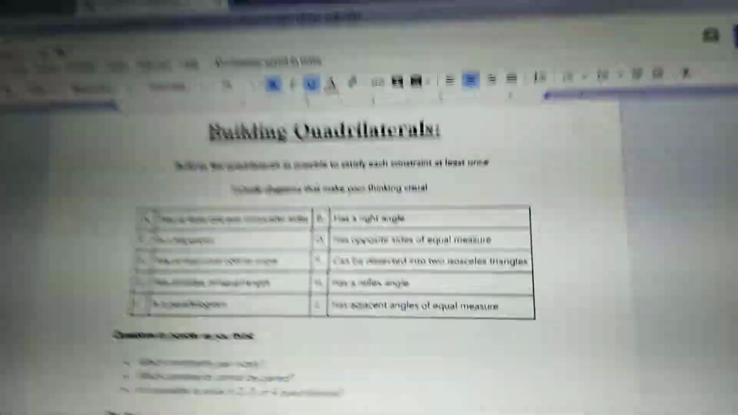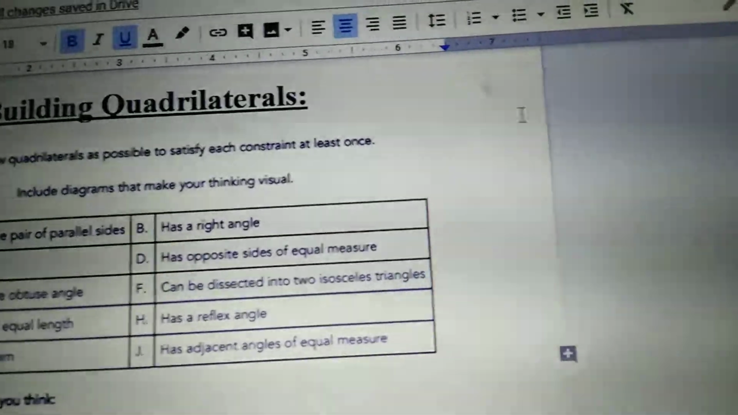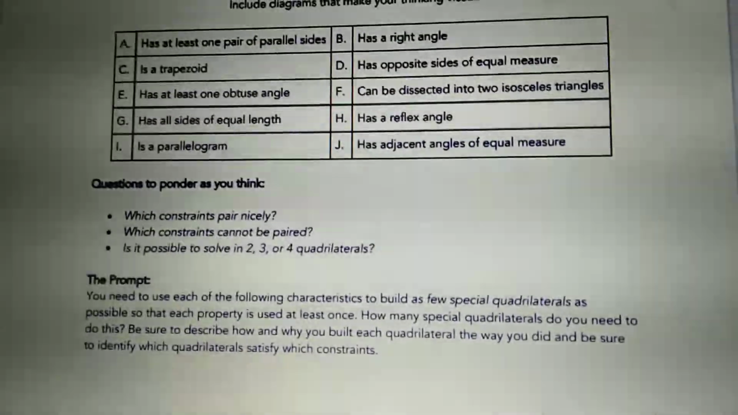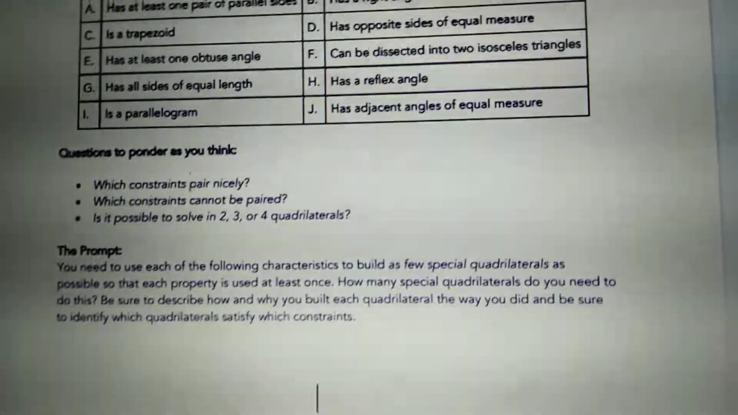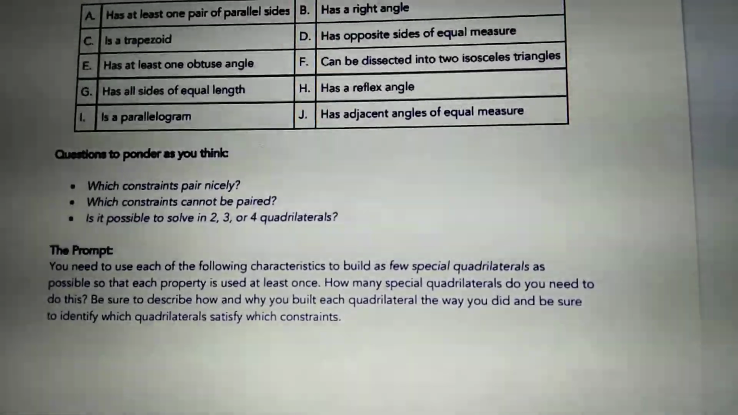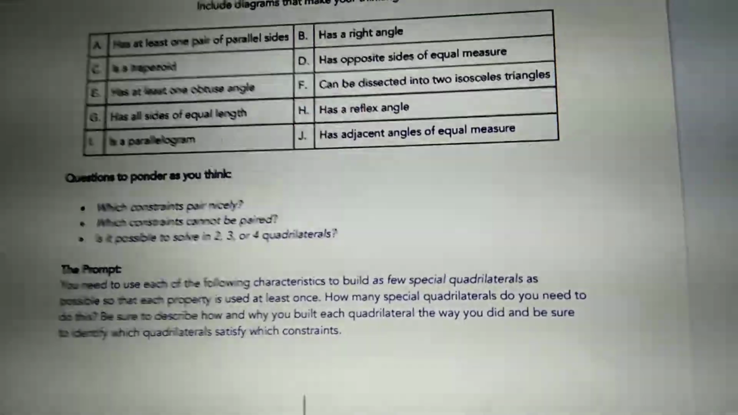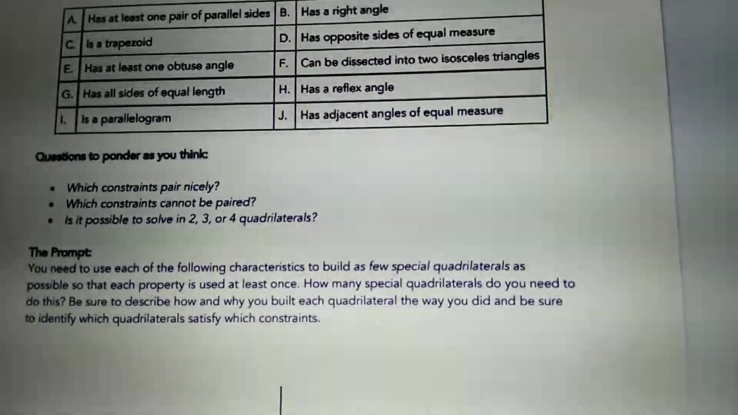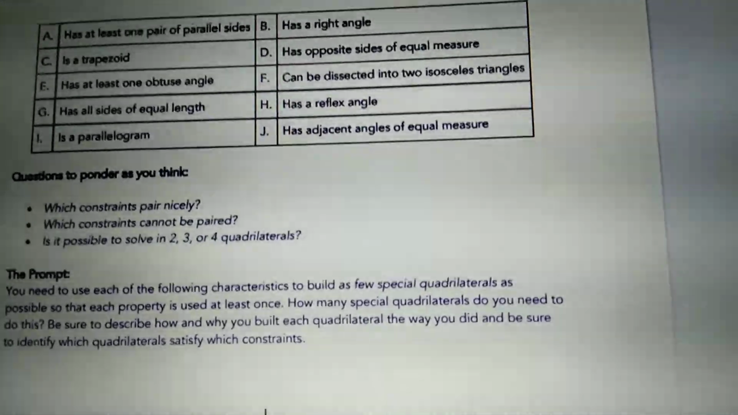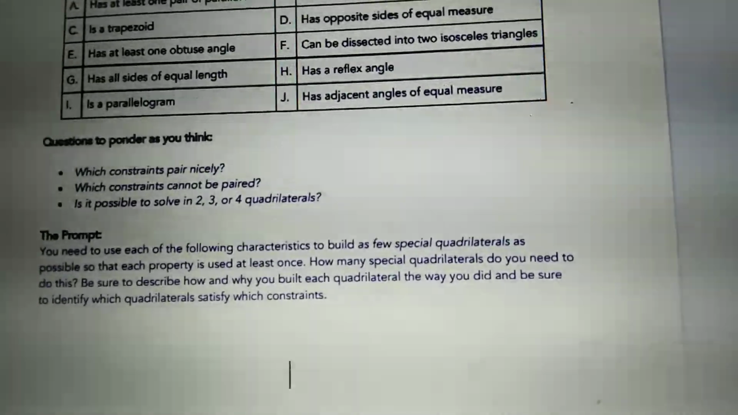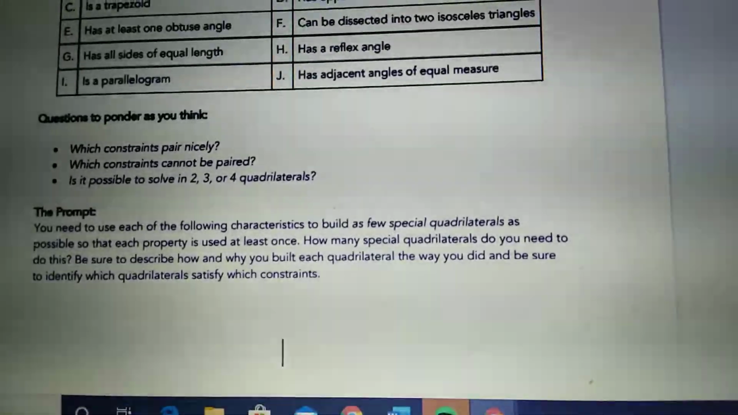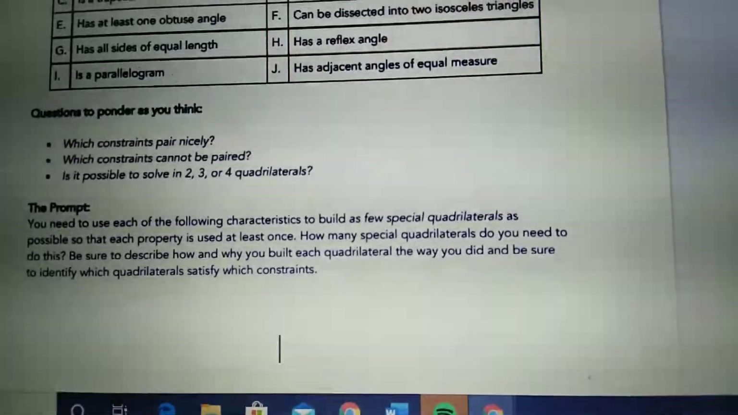And the prompt for this, and we had to do it in a prompt, is: you need to use each of the following characteristics to build as few special quadrilaterals as possible so that each property is used at least once. How many special quadrilaterals do you need to do this? Be sure to describe how and why you built the quadrilateral the way you did, and be sure to identify which quadrilaterals satisfy which constraints.